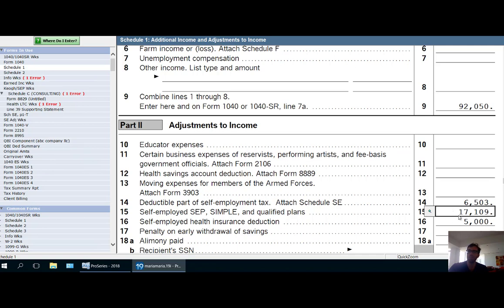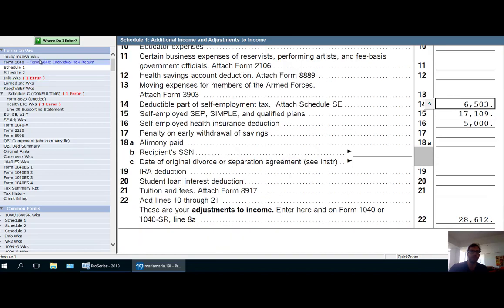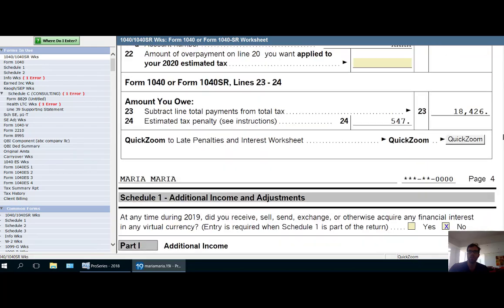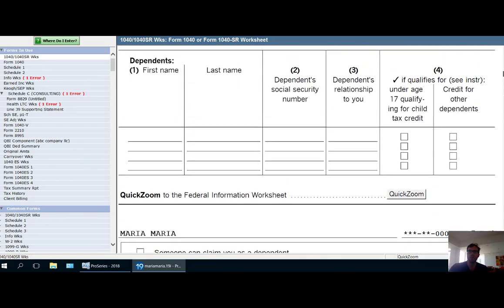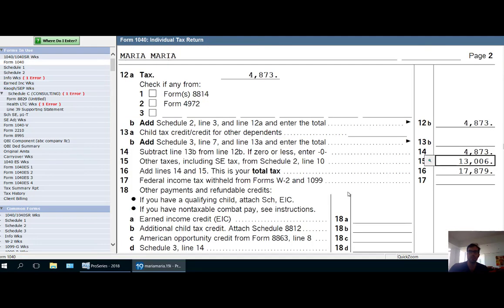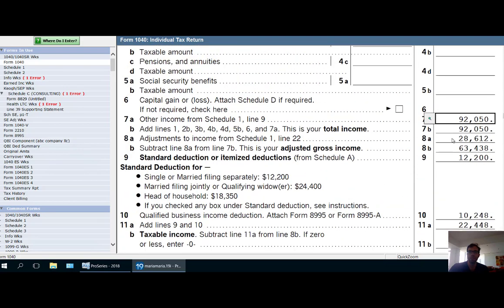So she's going to put 17 grand into a SEP. She paid $5,000 for self-employed health insurance. She's got $6,500 as a self-employment tax deduction. So all of these total up to this $28,000. If we go over to the 1040, where are we? Up here. Oh, that's the worksheet. The $92,000 of income gets reduced by that $28,000. So she's only showing $63,000 of adjusted gross income now.